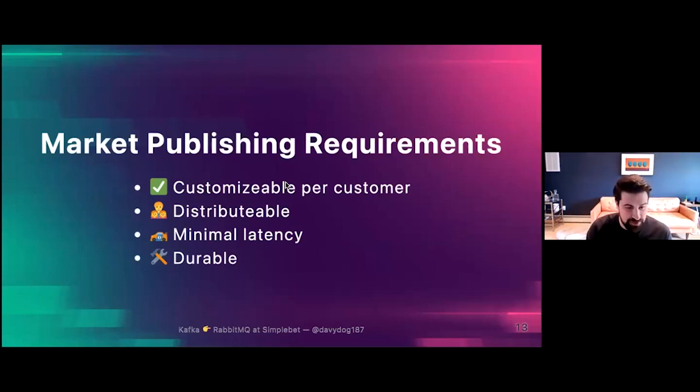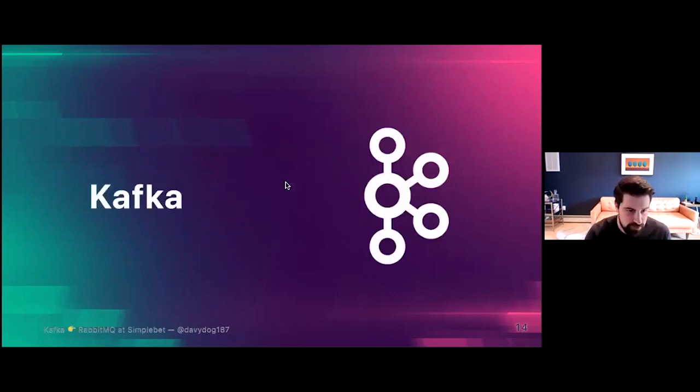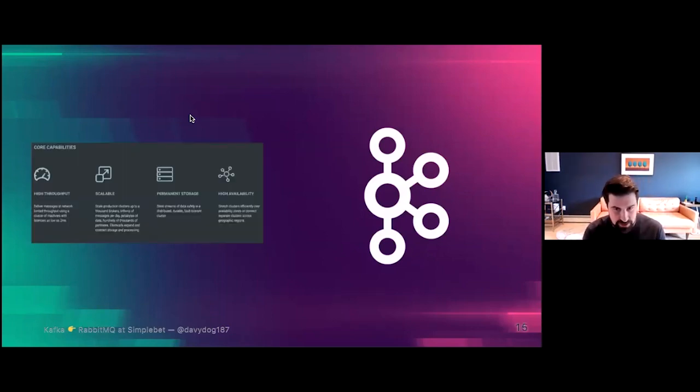And then it also needs to be durable and fault tolerant. So if there's any sort of issue or reconnect on our consumer side, the data is still there. So enter Kafka. This is from their website: a distributed event streaming platform for high performance data pipelines, streaming analytics, data integration, and mission critical applications. And another thing from their website, these are the core capabilities: high throughput, scalability, permanent storage, high availability.